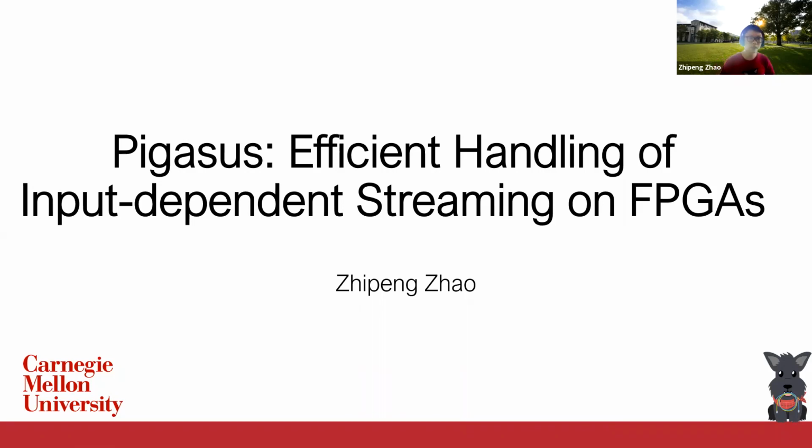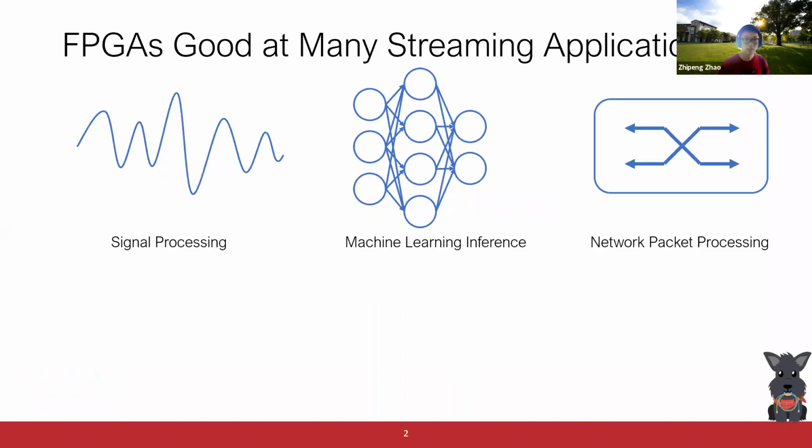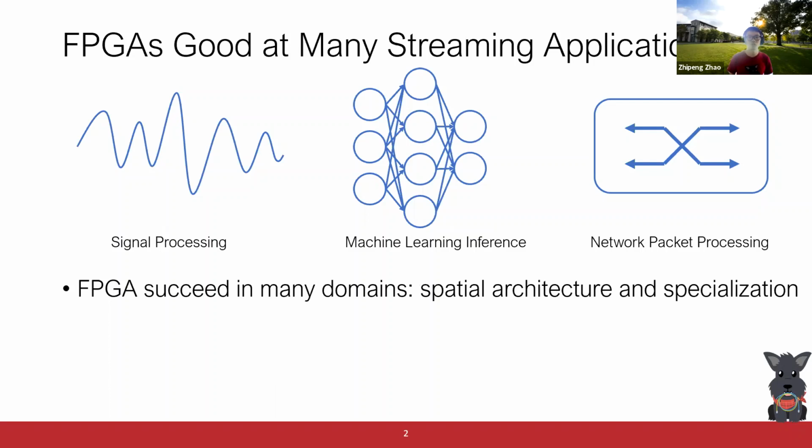Hi everyone, I'm Zhipeng. Today I'm going to talk about my thesis work, Pigasus, efficient handling of input-dependent streaming on FPGAs. FPGAs have demonstrated their success in accelerating many streaming applications from different domains. And the key benefit of FPGAs is that they are a spatial architecture and allow hardware specialization.